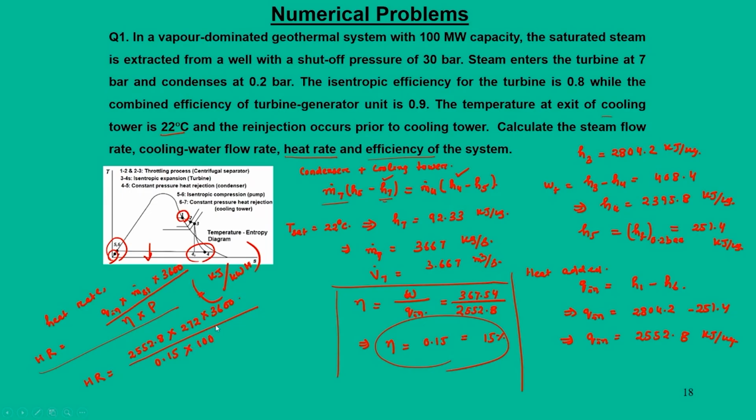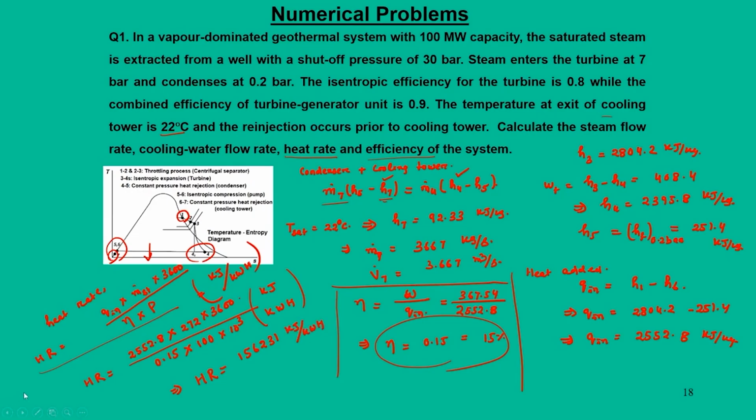So, we have to make it kilowatt. So, 100 into 10 to the power 3. So, this is in kilojoule and this is in kilowatt hour. So, this unit now turns out to be kilojoule per kilowatt hour. So, we say HR, heat rate, is 156,231 kilojoule per kilowatt hour.